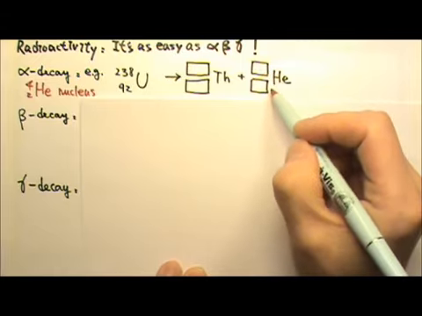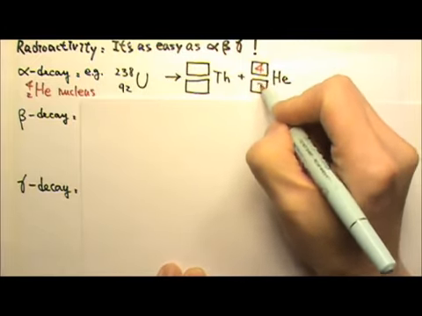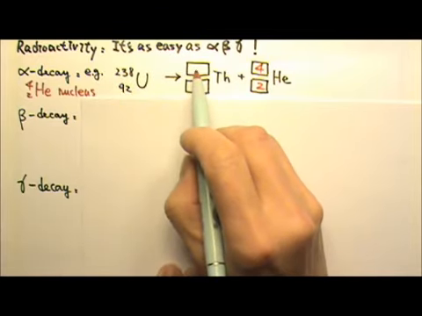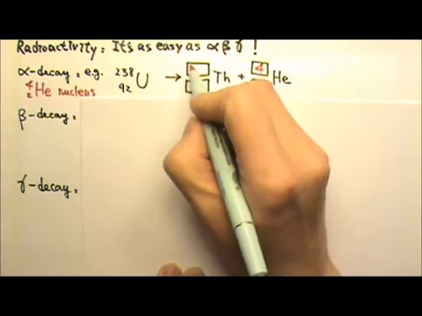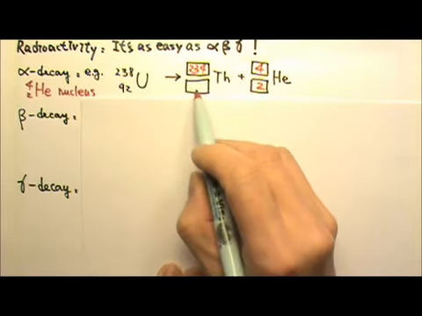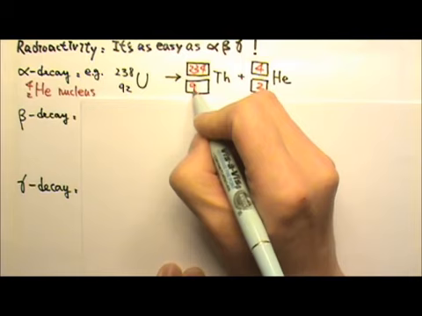For the alpha particle helium, we put 4, 2 right here. And since this is 238, that should equal to this number plus 4, so this must be 234. And this is 92, and it should equal to this number plus 2, so this must be 90.